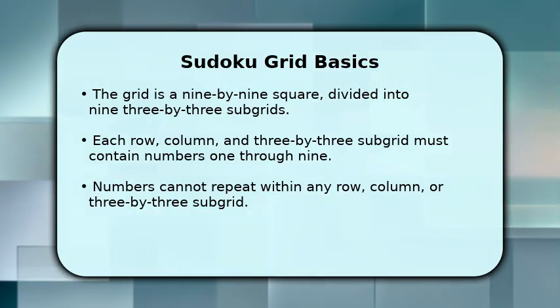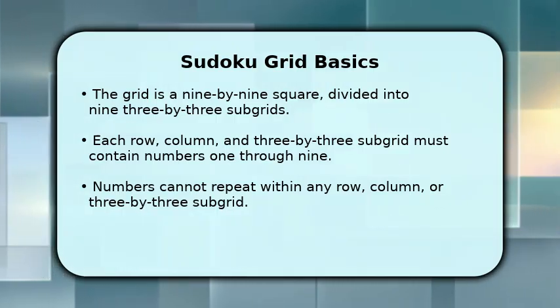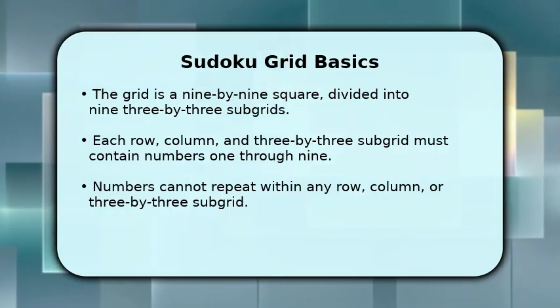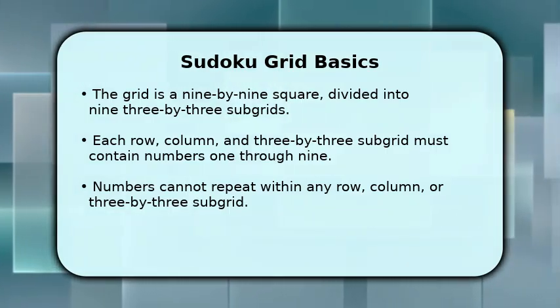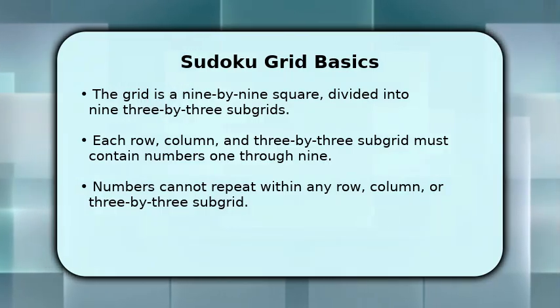Your objective is to fill every empty cell with a digit from 1 to 9. The fundamental rule is that each number must appear exactly once in each row, each column, and each of the 9 3x3 subgrids. This core principle guides all your moves as you solve the puzzle.